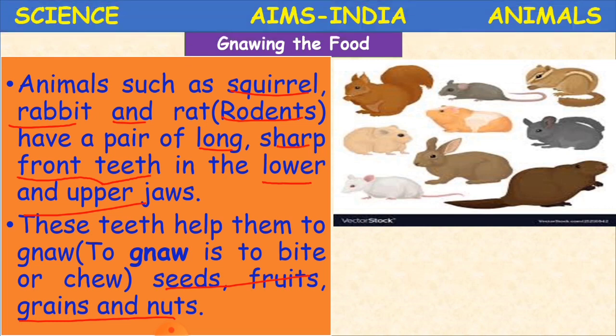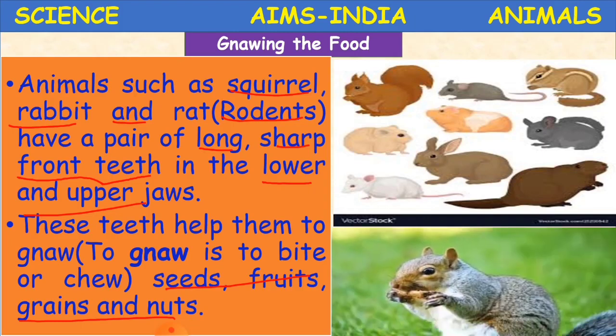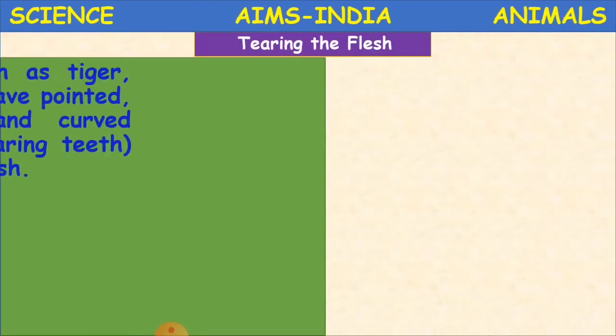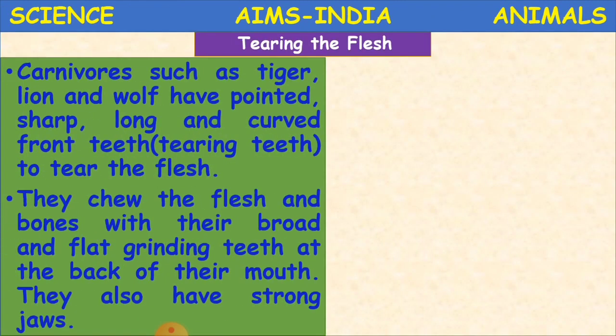Okay, children? Clear? Now this is how the squirrel is eating the food here. See here. So these have got rodents. And what are rodents? Long sharp front teeth in the upper and lower jaws. With the help of these teeth, animals like squirrel, rabbit and rat are able to bite the food into small pieces and chew it.